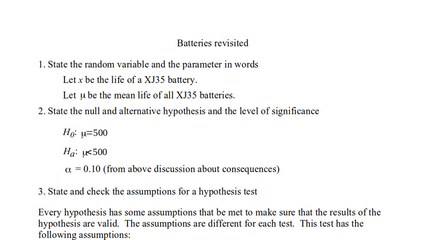We'll start by stating the random variable and the parameter in words. So let x be the life of a battery. Let mu be the mean life of all batteries. That's a population parameter. Then let's state the null and alternative hypothesis, and of course that level of significance. So the null hypothesis is the manufacturer's claim that their batteries last 500 days. Our alternative hypothesis is that they don't last that long, that the population mean is actually less than 500 days. And because these are important batteries, we've chosen alpha to be 10%.